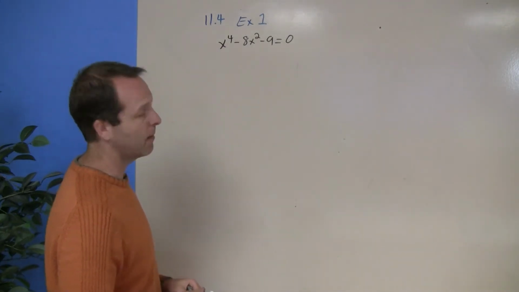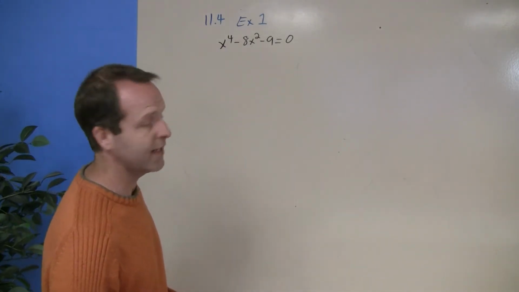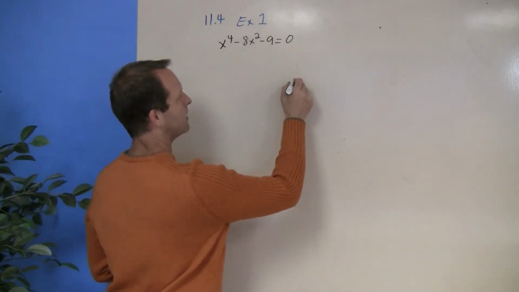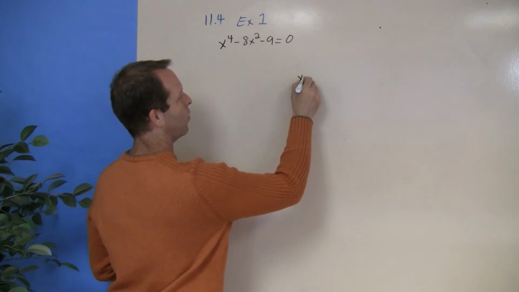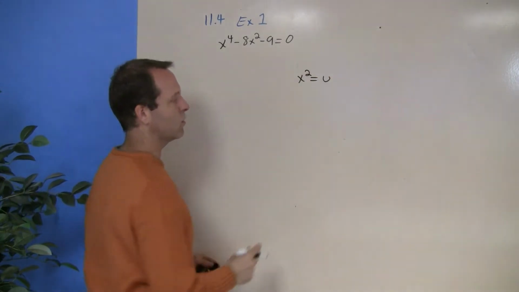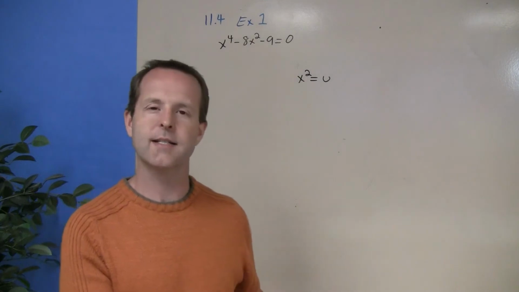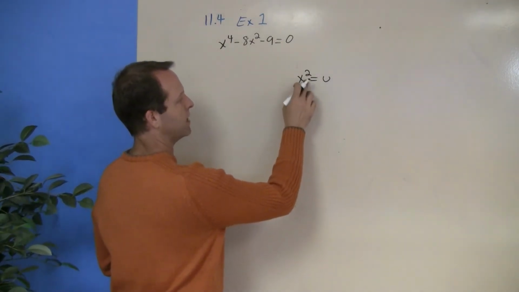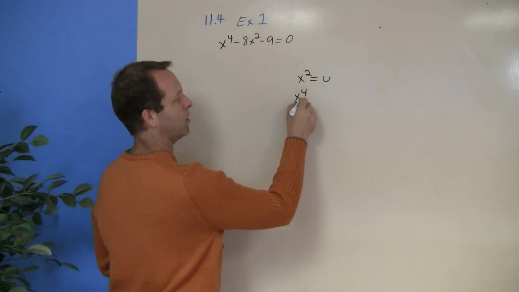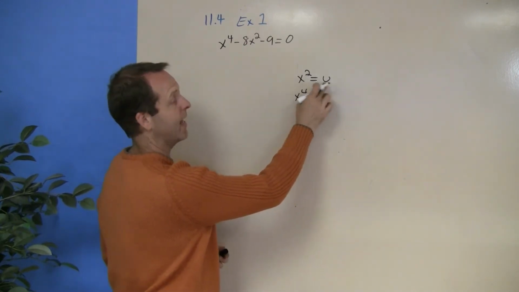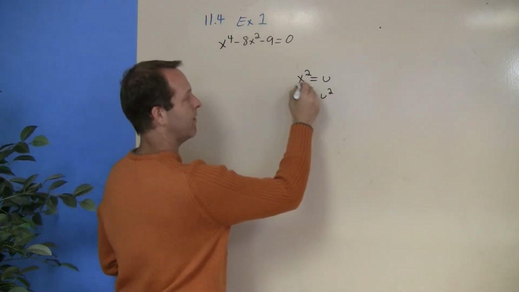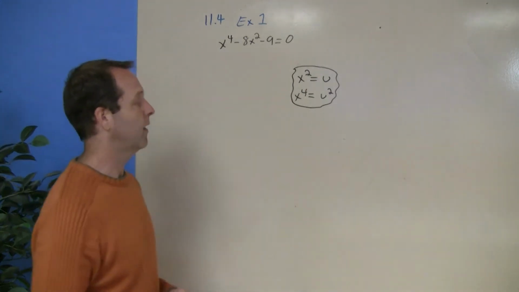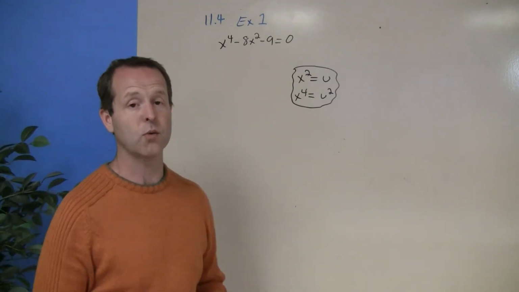And what I'm going to do is make a little bit of an identification here. I recognize this x squared, so I'm going to say that x squared equals u, just for a little bit of a side substitution. And then this x to the fourth: if I square x squared, I get x to the fourth. What I do to one side I have to do to the other side. So given my substitution, I have x squared equals u. Then squaring both sides gives me x to the fourth equals u squared.